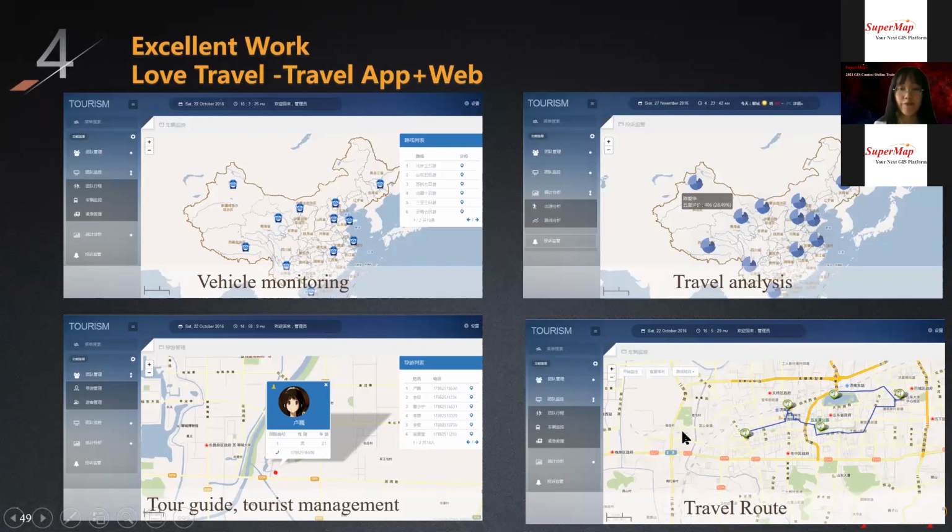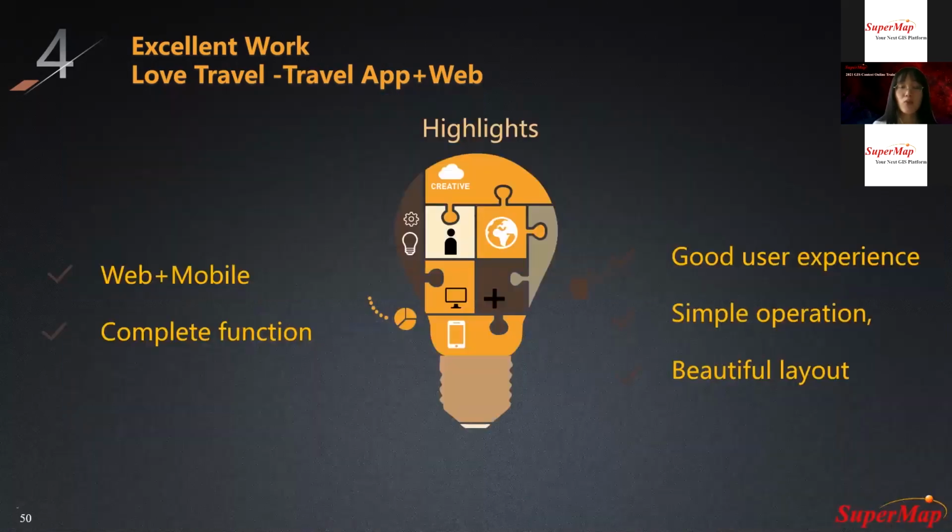So from this work, we can learn that it is highly possible to build a system based both on web and mobile. To do that, you should design complete functions for your whole system. And it is a good example of how to make a friendly user interface and make the operation of the system simple. And the base map for the system is also beautiful.